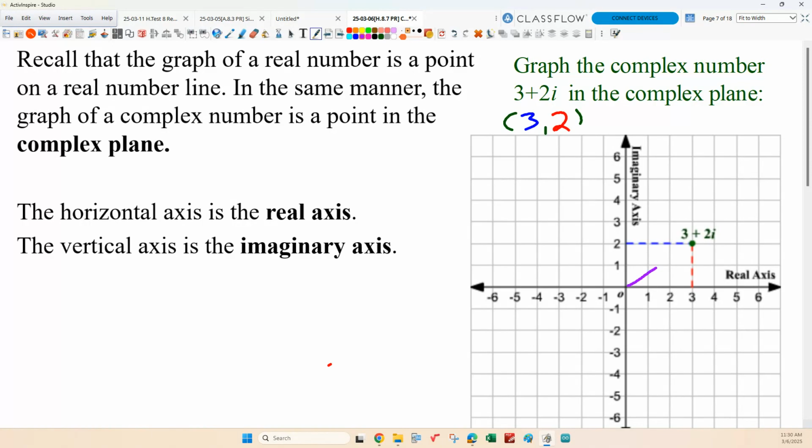But in future years, you're going to represent those complex numbers as vectors in the complex plane. Vectors are just like arrows. The tail of the arrow is going to start at the origin, and the tip of the arrow is going to end up at the point we just defined. And you can do all kinds of crazy things with these vectors in the complex plane.